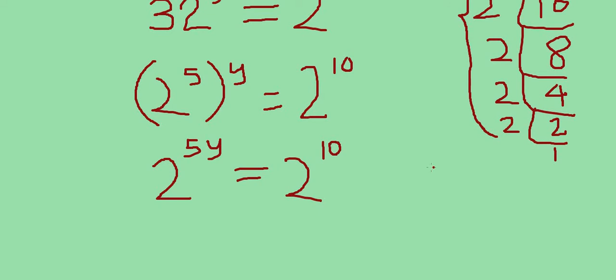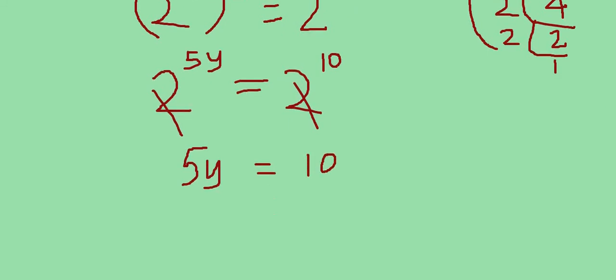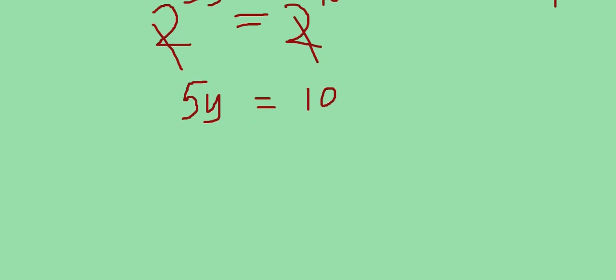And we understand that in exponential equations, when the bases are alike, we see here it is base 2 and here it is base 2. When bases are alike, they can cancel together. So base 2 and base 2 cancel. So we remain with 5y equals 10. And we are required now to reach the point where we solve for y.